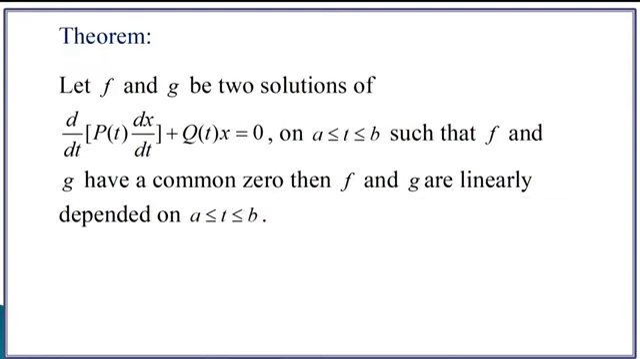In the next theorem we are proving another important result. Let f and g be two solutions of this self-adjoint equation. If they have a common zero, then f and g become linearly dependent. So, this is another way of finding out whether two solutions are linearly dependent or not. And all these good results are only true because of these self-adjoint equations. So, this is the importance of self-adjoint equations.